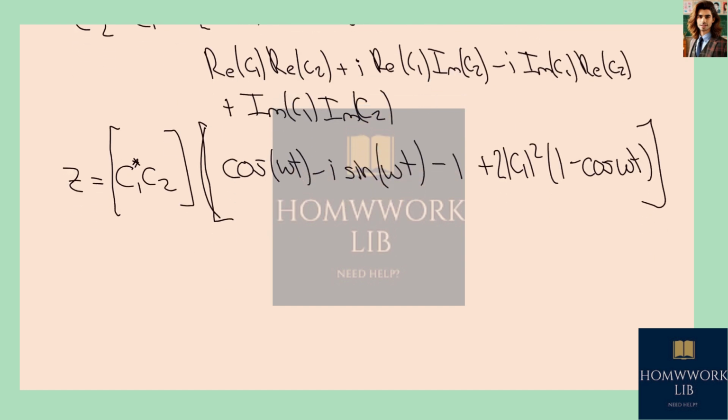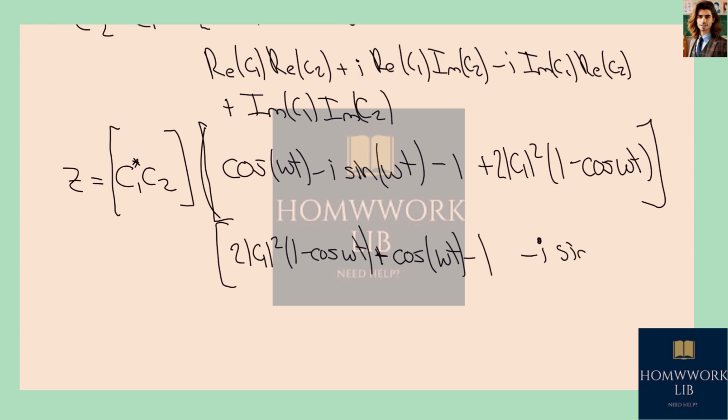Okay. Notice that this section over here, we can classify it as a part that is real and a part that is going to be imaginary. So this is going to be equal to 2 times C1 squared times 1 minus cosine of omega t plus cosine of omega t minus 1 and minus I times sine of omega t. Just to simplify it a little bit.